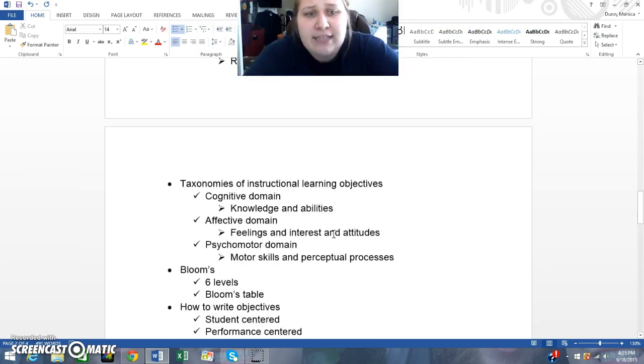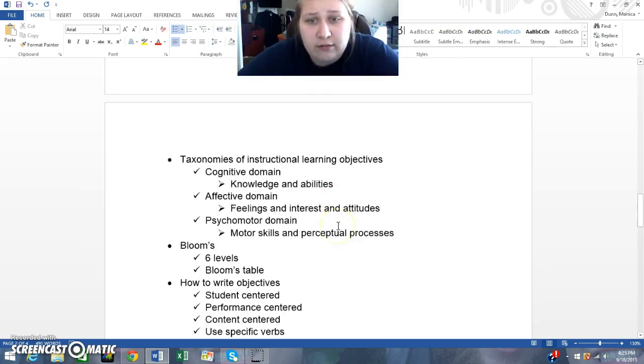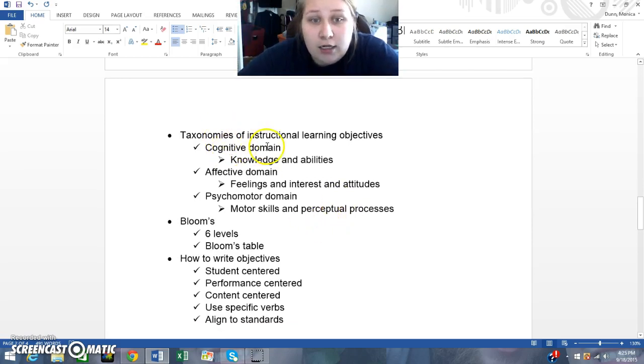Alright, there are different taxonomies of instructional learning objectives: cognitive domain, affective domain, and psychomotor domain. And the cognitive domain is knowledge and the abilities of the students. The affective domain is the feelings, interests, and attitudes of the students. And then the psychomotor domain is the motor skills and perceptual processes.